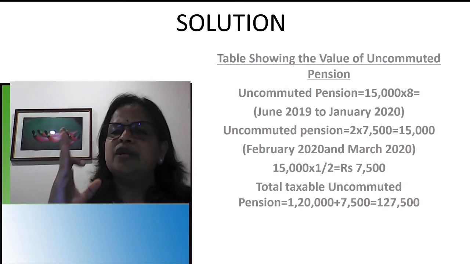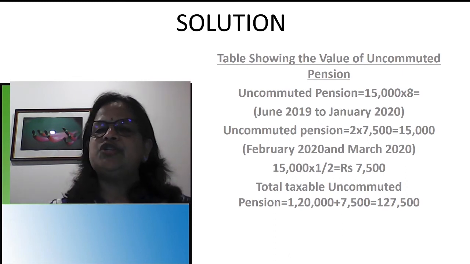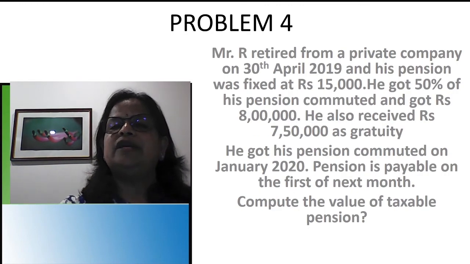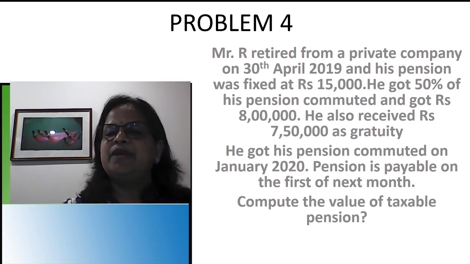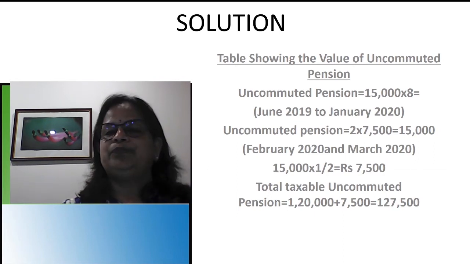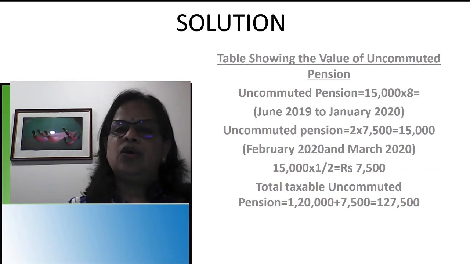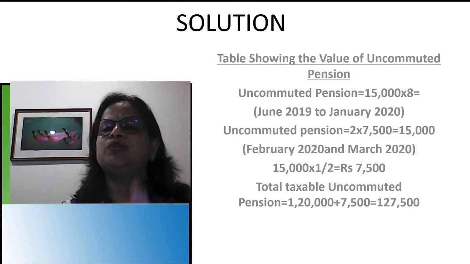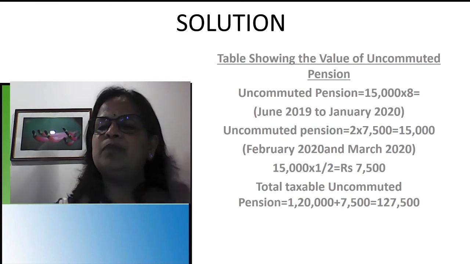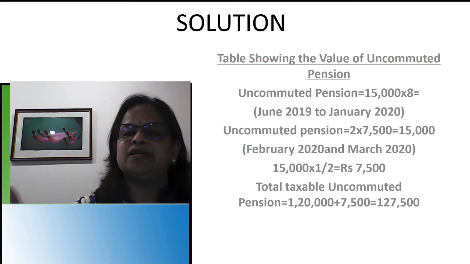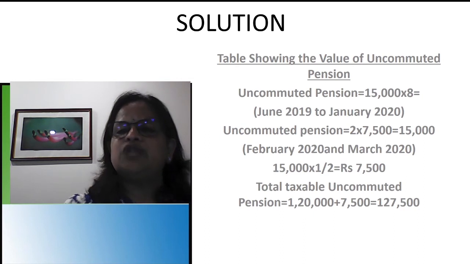Table showing the value of uncommuted pension. You have to remember how many months he is going to get the pension. He is retiring on 30th April and pension is payable on the 1st of next month, so April and May he will not get. He will get from June only: June, July, August, September, October, November, December, January. He commuted his pension in January, so 8 months he will get the full pension. 15,000 into 8. Now that value is 1,20,000.